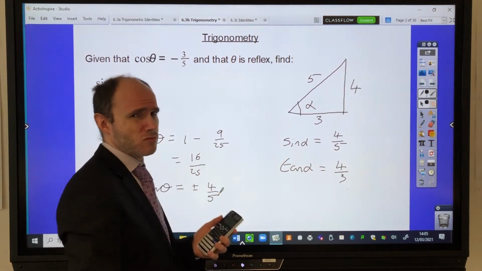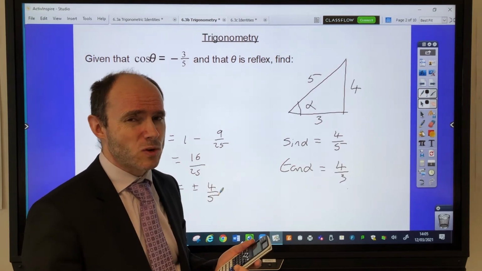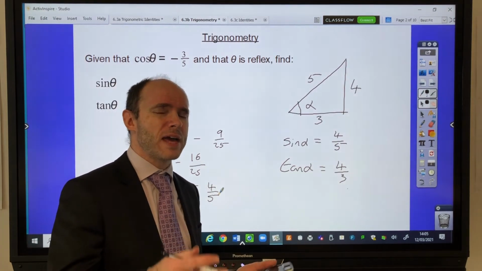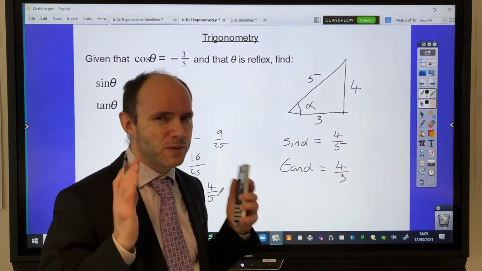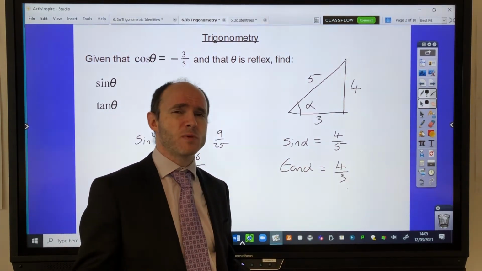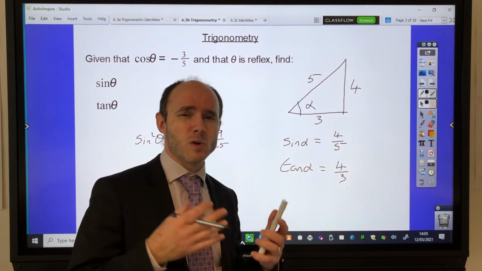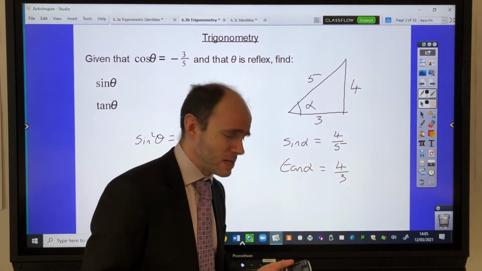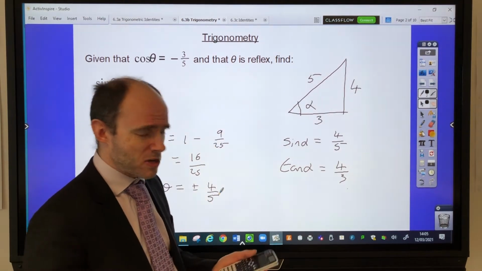No, of course it's not reflex, so that's not the angle I want. How do you find the angle that is required? Well, you need to subtract from 360 degrees. If you're not happy with that, go to the video where I talk about solving equations. That'll make it a lot clearer for you. But you subtract from 360 degrees.